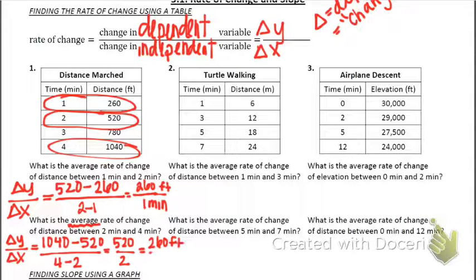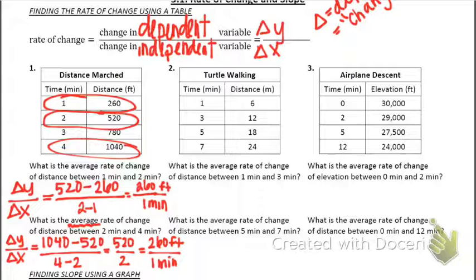260 feet over 1 minute. Okay. So my average, what do you notice? It's the same. Why do you think that is? It's going up at a constant rate, which means it's what type of function? A linear function. Okay, so what I want you guys to do right now is do 2 and 3 on your own.